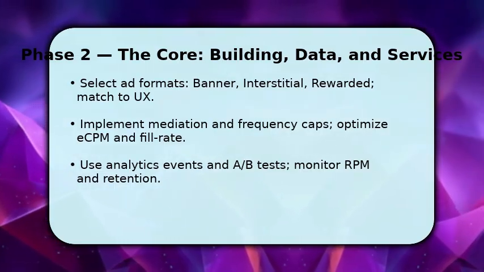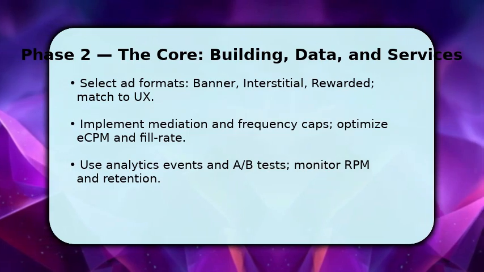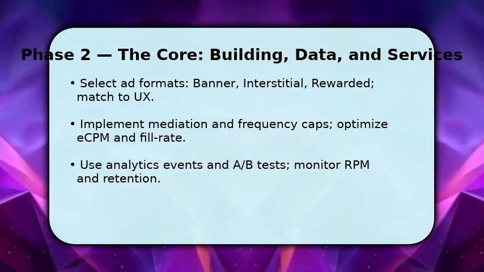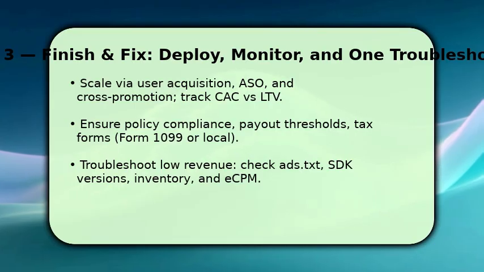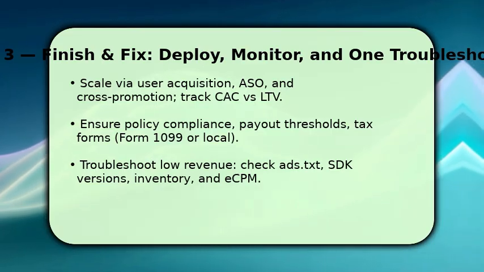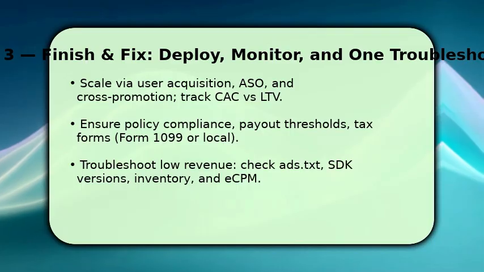To scale revenue, drive users with ASO, paid UA, or cross-promo, and watch CAC versus LTV so growth remains profitable. Make sure payments, tax info, and payout thresholds are set in AdMob. Non-compliance blocks funds.